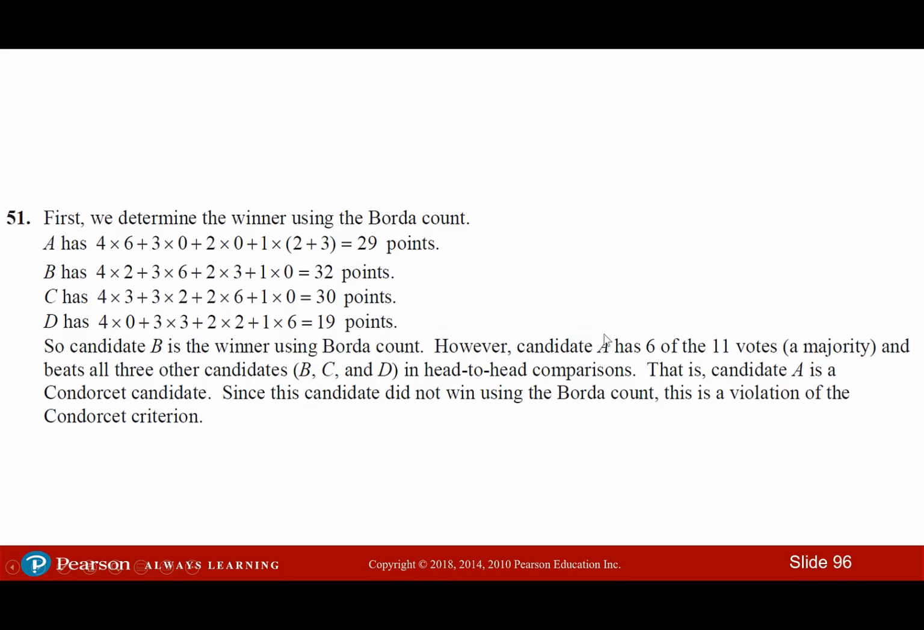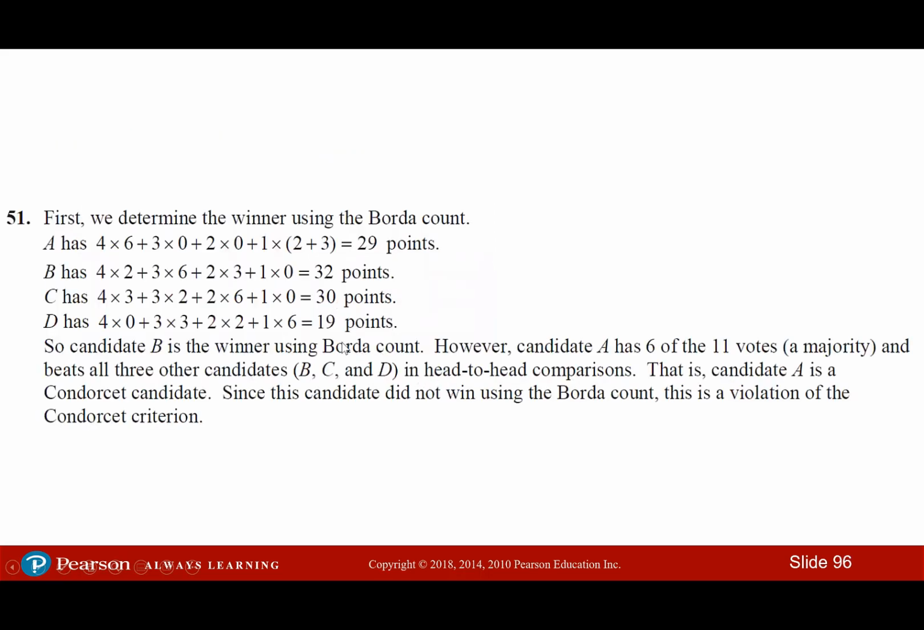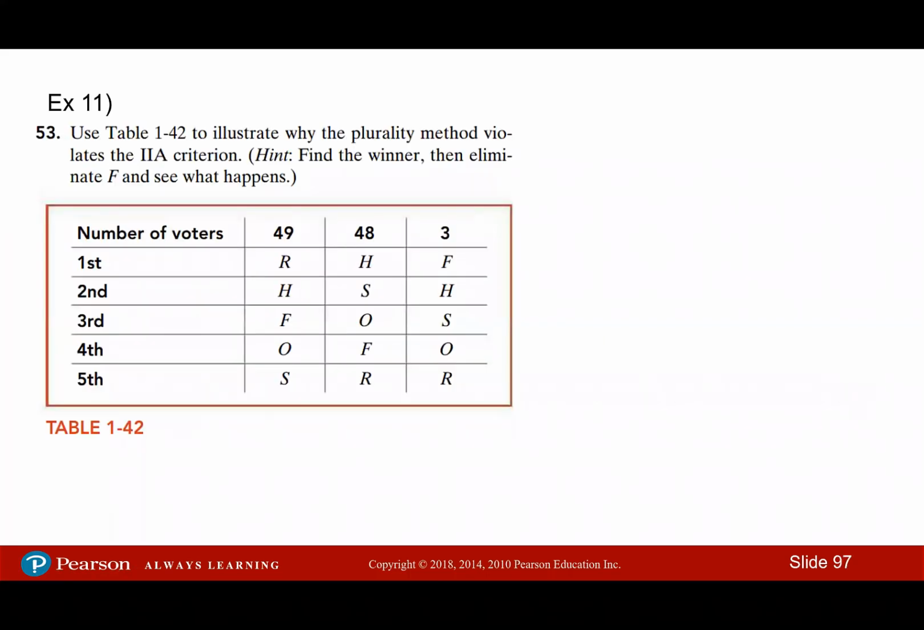However, candidate A has 6 of the 11 votes. He's the majority candidate and beats all the other ones in a head-to-head comparison. So if you look back just at the first place votes only, right? First place votes, forget about everything else. A has 6 points, B has 2. So even if you add these up together, that's still 5. So the popular candidate is A, but using the Borda counting method, it is B. So there it is. You're going to get 2 different results.